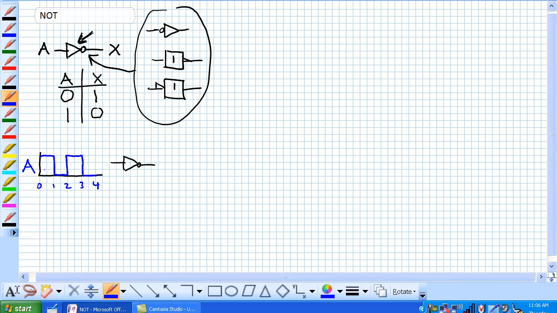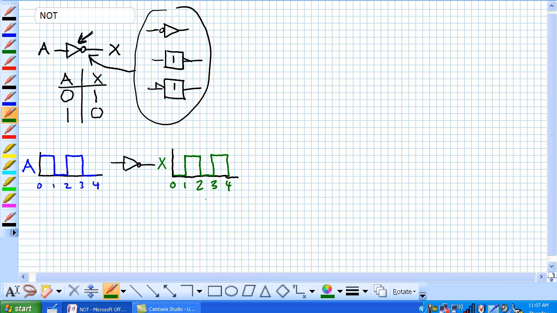and it looks like it's a pulsed waveform where it's high from 0 to 1, low from 1 to 2, high from 2 to 3, and back low from 3 to 4, you would expect the output X to look like this. Like that. So basically, it's low from 0 to 1, high from 1 to 2, low from 2 to 3, and then high from 3 to 4, the exact opposite of A.